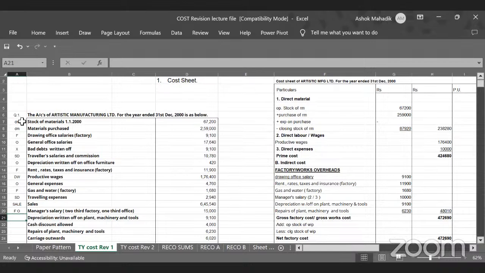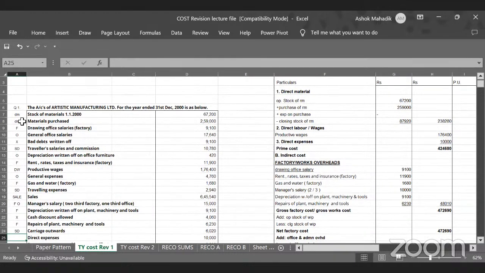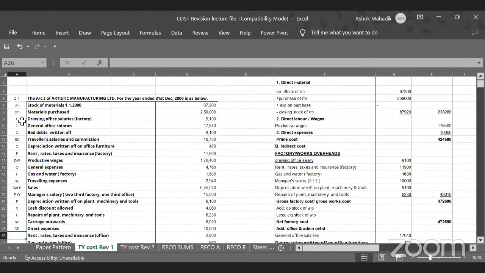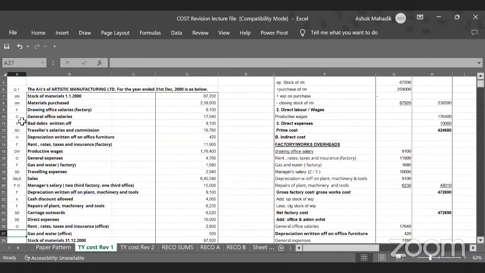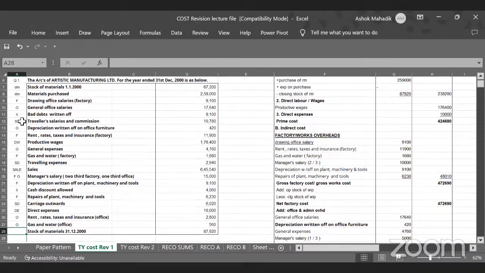Depreciation written off on plant and machinery. It is used in factory, so F. Cash discount allowed. We don't take cash discount or any other discount. Repairs to plant and machinery. Again, it is done in factory. Carriage outward is a selling and distribution expense. Direct expense is direct expense, in prime cost. Rent, rates office. So we'll take office. Gas office. Yes, office. Don't question the question.